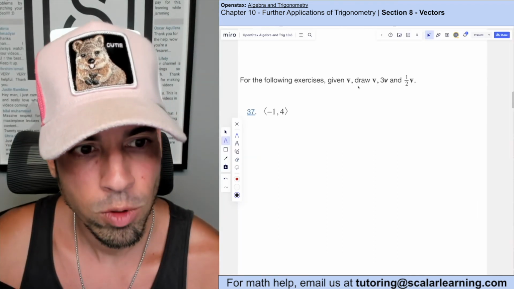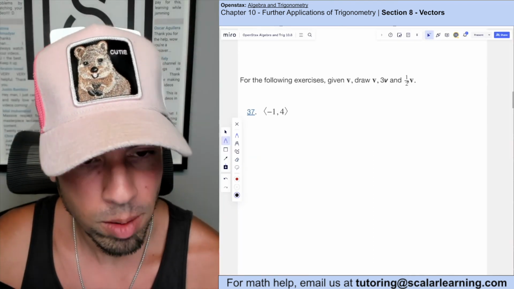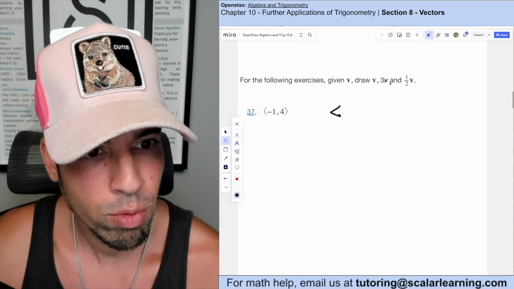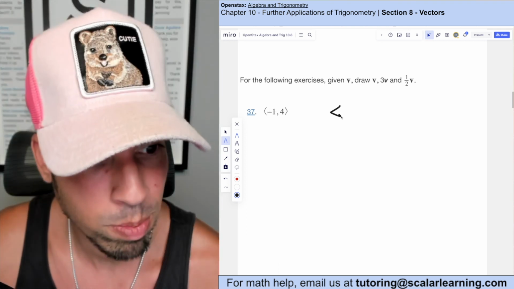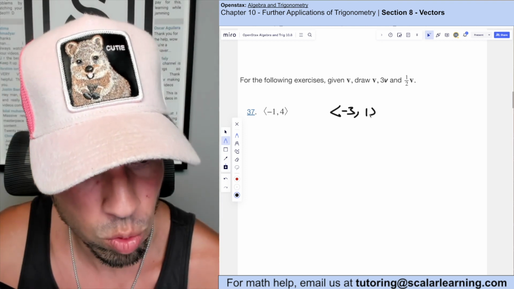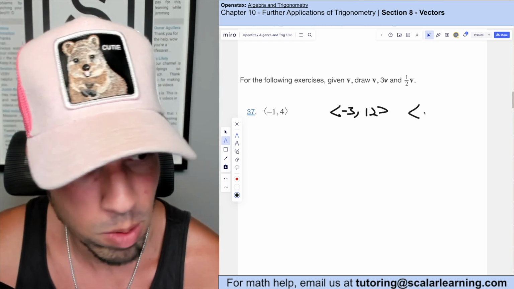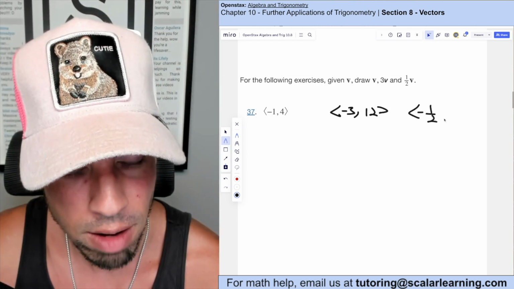So for this one, we're meant to draw V, which is this, 3 times V, and 1/2 times V. So let's first get those two out here as well. If we have 3 times V, we multiply each piece by 3, so we get -3, 12. And then for 1/2, we multiply each by 1/2, like a distributive property, so we get -1/2, 2.